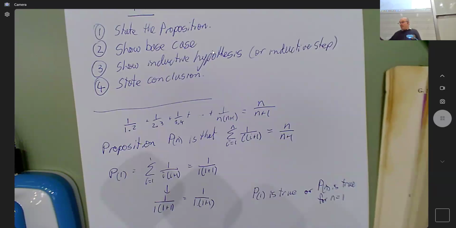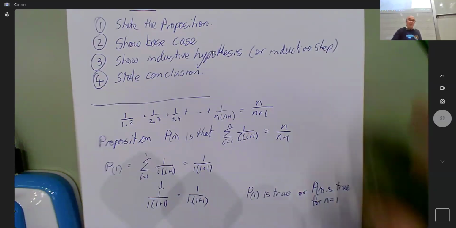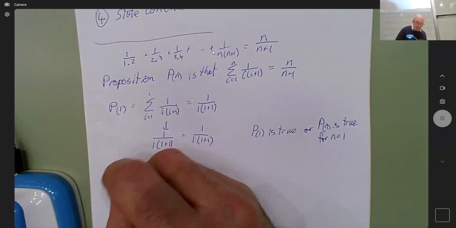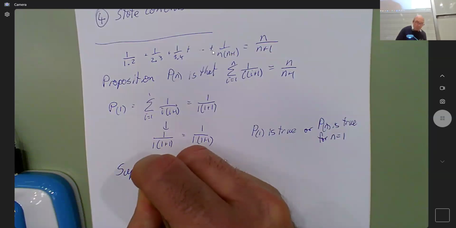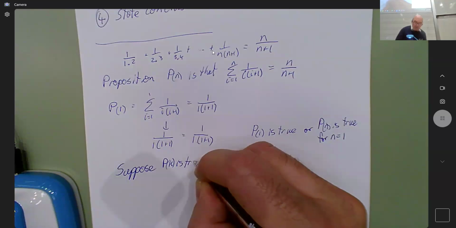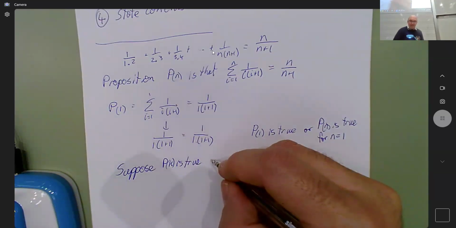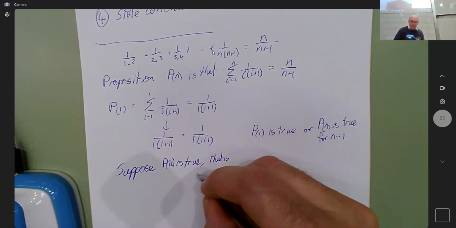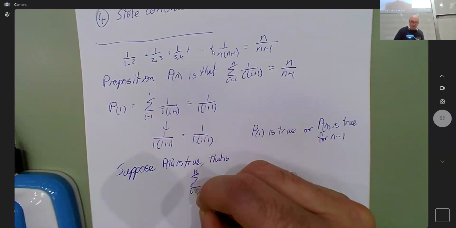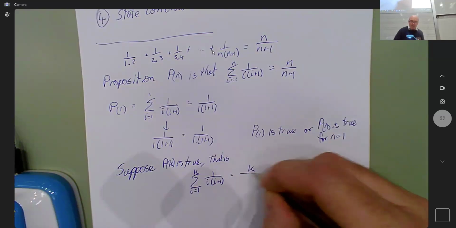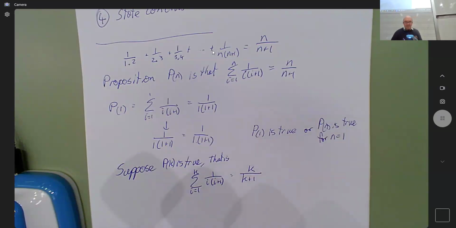Now, next trick, we're going to do the suppose. Suppose Pk is true. I'm a big fan of the following with that: the sum from i is equal to 1 to k of 1 on i times i plus 1 is equal to k on k plus 1.